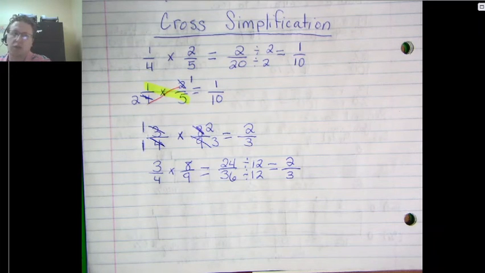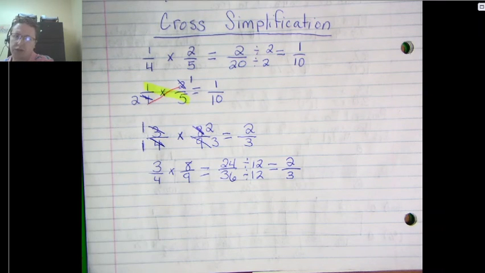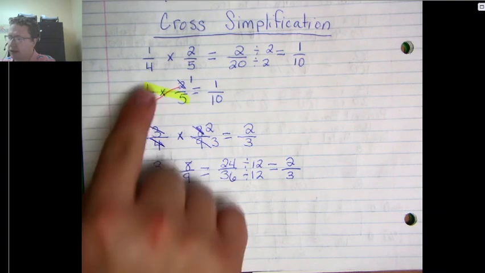So again, here we have an example of where cross simplification saved us a lot of time and kept us from having to deal with big nasty numbers like 12. If you didn't know that 12 goes into both of those, then you would have to divide by 2 or divide by 4 or divide by some other number that you know goes into both of them. And that will be how we cross simplify. It will work on all the multiplication problems of fractions where you can look at the diagonals like we did here.